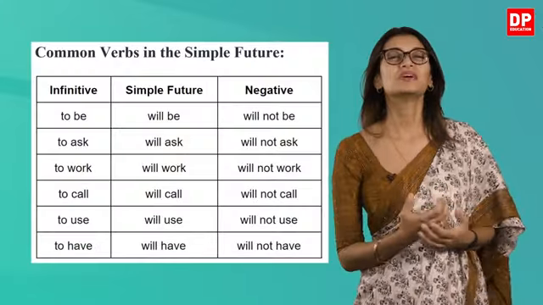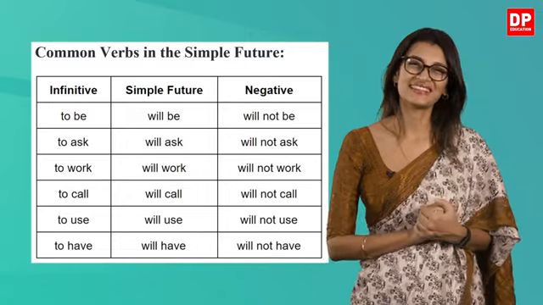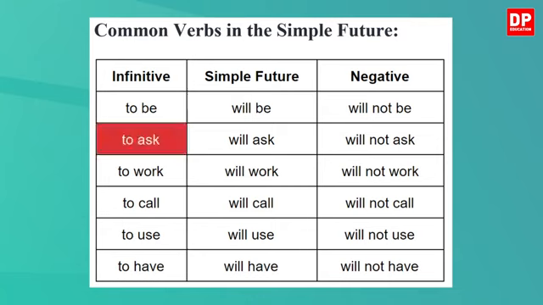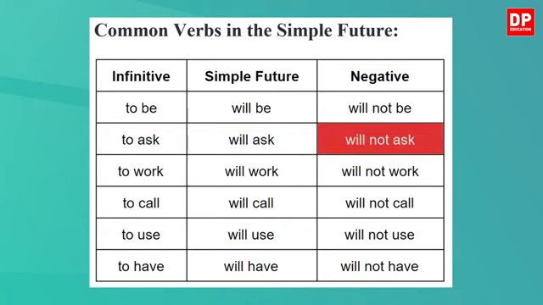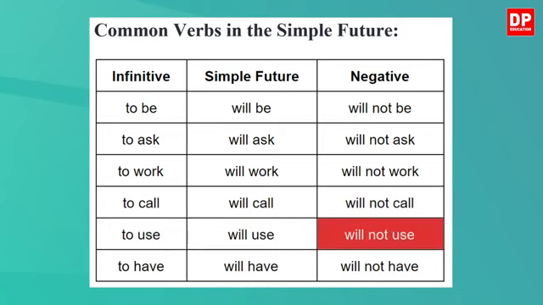Let's look at some common verbs in the simple future. The negative has also been given. To be, will not be. To ask, will not ask. To work, will not work. To call, will not call. To use, will not use. To have, will not have. You must now have a super understanding of the simple future.